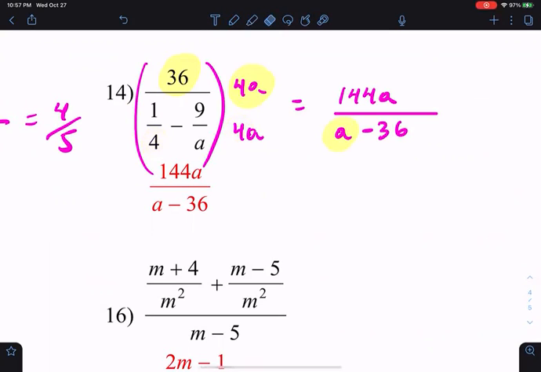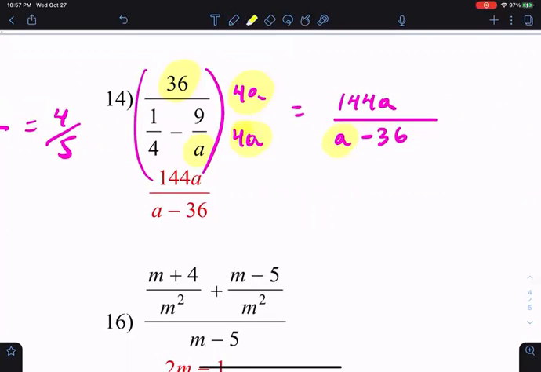And then you multiply 48 times that, that's just 4. So that's going to be negative 36. Okay. Next.